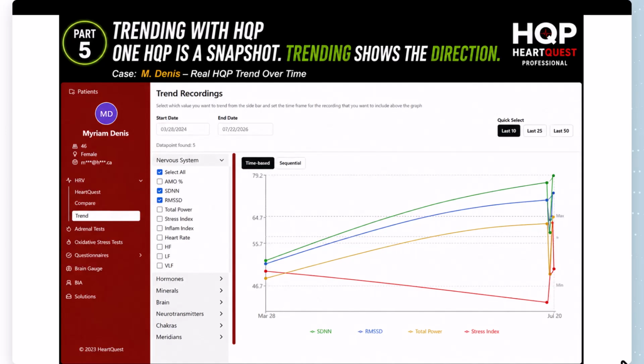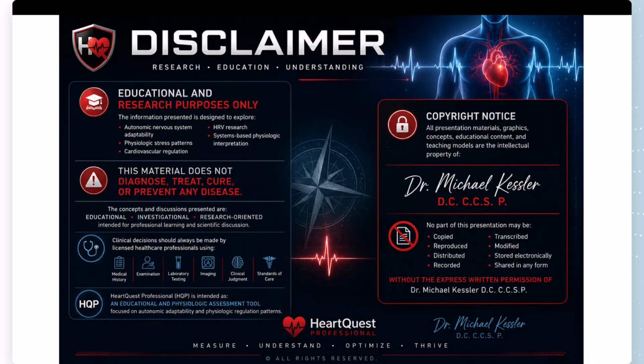And it says there, on this one, it's checked off SDNN. I usually check only one at a time, so it's not so convoluted with a lot of different lines running through there. I just want to look at one at a time. Usually SDNN, RMSSD, total power, stress index, inflammation. And those are the ones that I'm going to trend in this particular case.